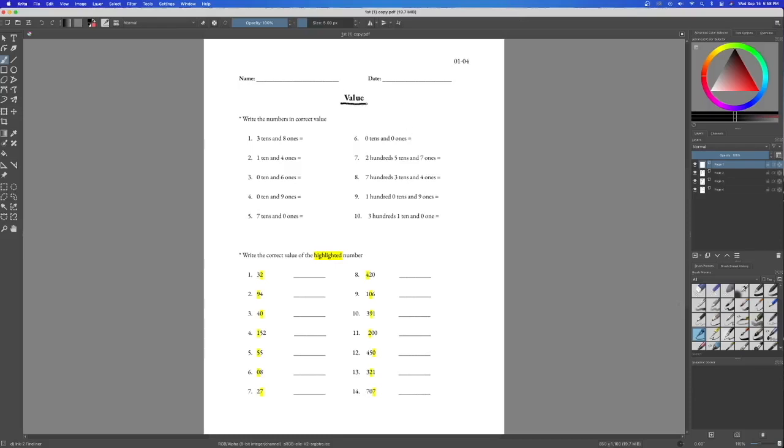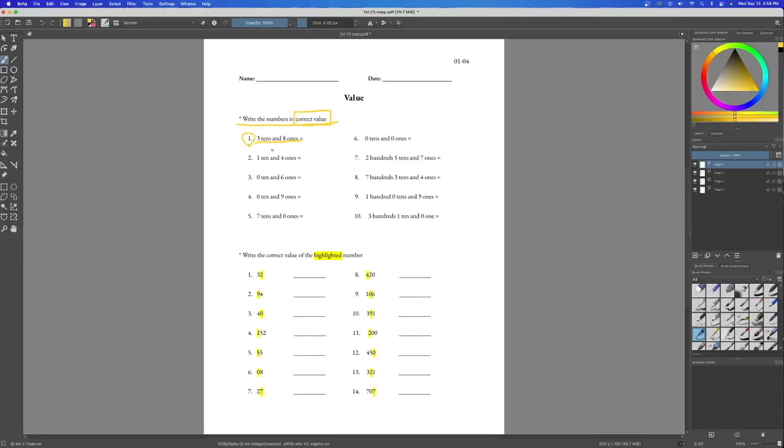So here on the first page, we have questions about value. The first one asks us to write the numbers in correct value. Now what that means is just simply looking at each of these phrases and determining what the value of these phrases is. So let's do the first one.